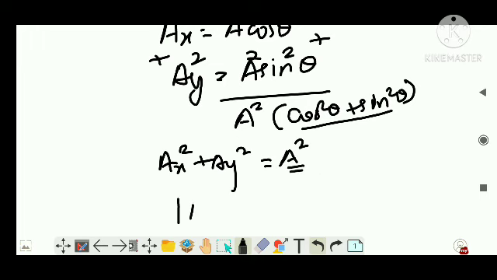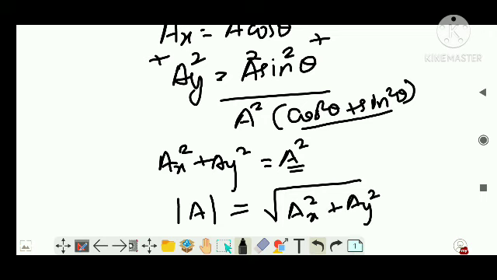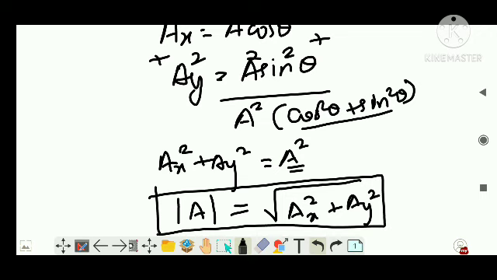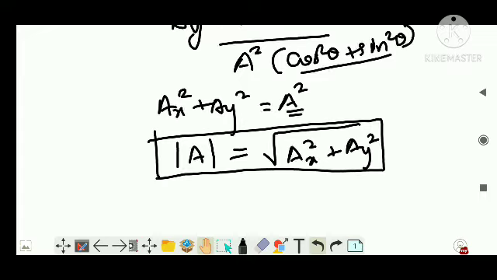Or I can say the magnitude of a vector is equal to the root of the sum of the squares of its components. Clear? This is very important. Clear? Right. Similarly, let's do a small problem, guys.